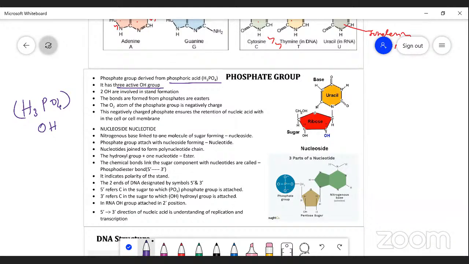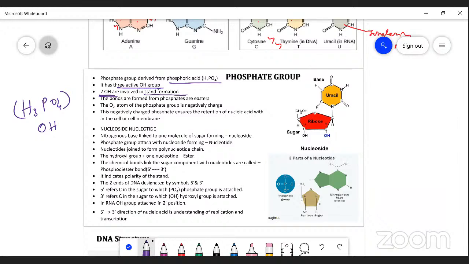Out of these 3, 2 OH are involved in the strand formation. How many OH are involved in the strand formation? Like that they will ask the question. So 2 OH are involved in the strand formation. How many OH groups are present in the phosphate, that is phosphoric acid? 3 OH groups are present.